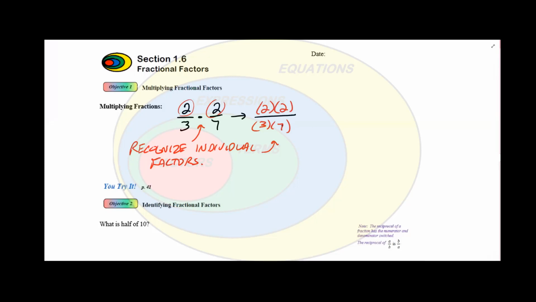Now, as we multiply, recognize individual factors. There's actually 4 separate factors here. So when I multiply, I can write my answer, 4/21. But the big thing is just recognizing factors in that. Any questions?